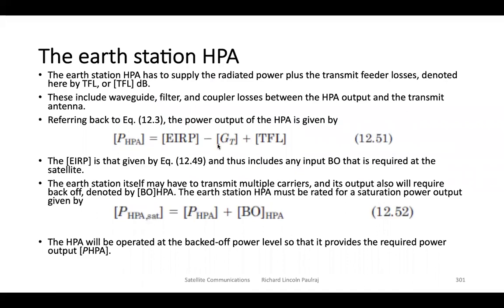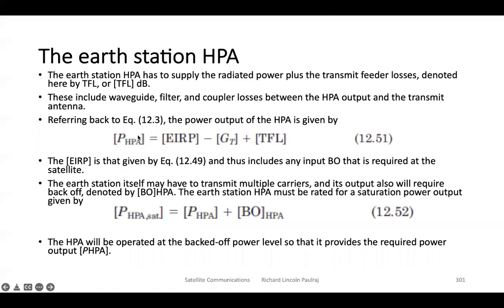So, Earth Station HPA. The Earth Station HPA has to supply the radiated power plus transmit feeder losses, and here we denote it by TFL, the transmitter feeder loss. When it's in a square bracket, we call it as in dB, TFL in dB. These include waveguide, filter, coupler. All these losses can be part of the TFL.